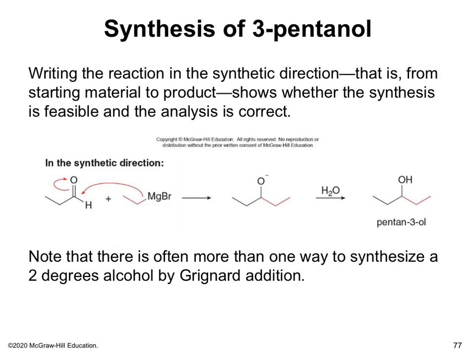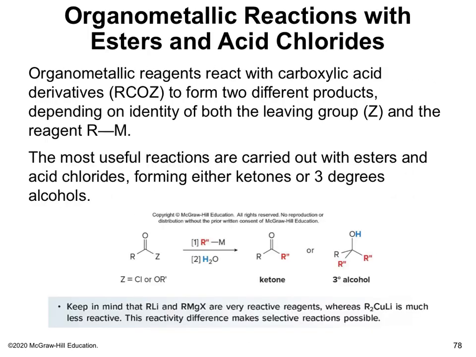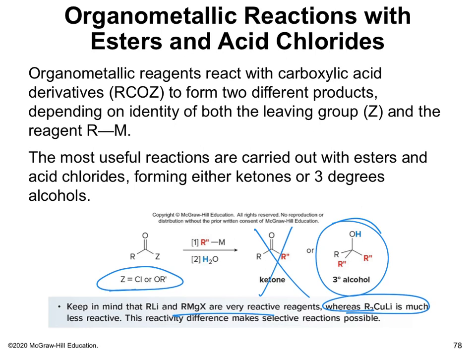So you show this going forward. This is your positive, this is your negative. You get an addition there, and you get the alcohol, secondary alcohol. If you have an ester or an acid chloride, then you're going to make the tertiary alcohol. Keep in mind that these are very reactive, whereas the cuprate would actually stop at the ketone.